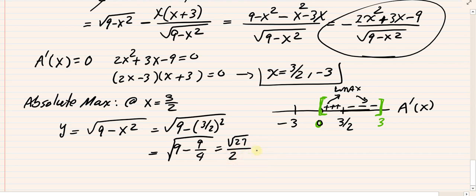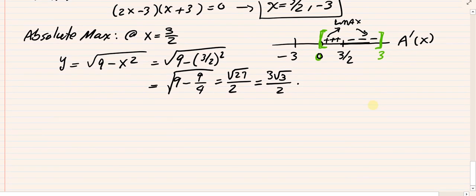Okay, now root 27, that's 3 times 9, so I can write it as 3 root 3 divided by 2. Perfect. So the maximum happens again at point x is 3/2, y is 3 root 3 over 2.